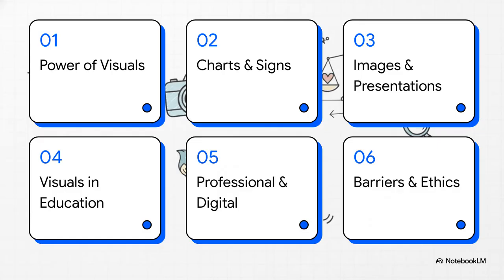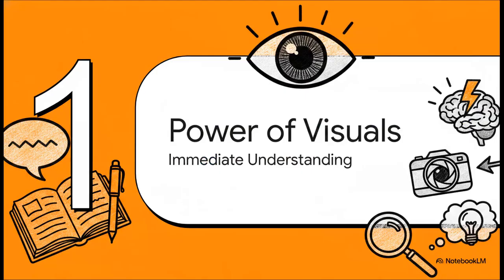So, here is our roadmap for today's explainer. We'll be hitting 6 main areas. Number 1, the power of visual communication. Number 2, charts, symbols, and signs. Number 3, images and presentations. Number 4, visuals in education. Number 5, professional and digital media. And finally, number 6, barriers and ethical design. Let's dive right in.